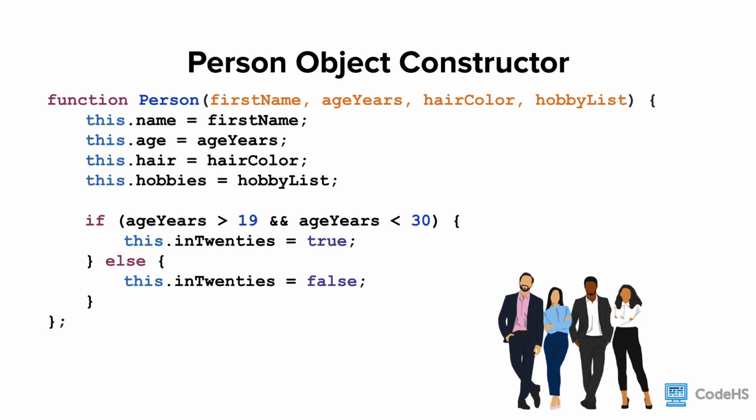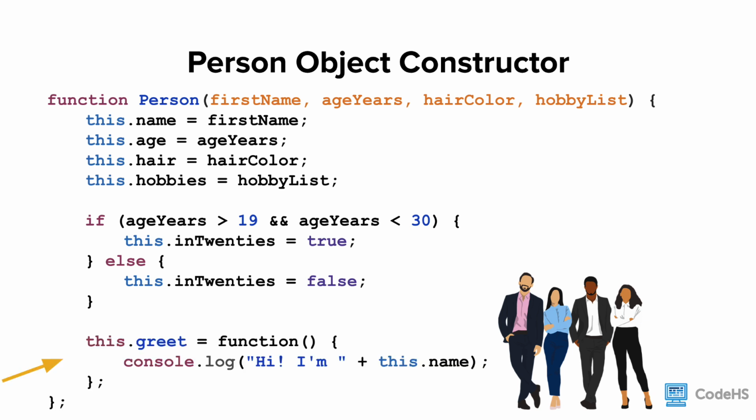Let's add a method to this constructor as well. Here we have a greet method with similar syntax as above. It's considered a method because the value associated with the greet key is a function. Again, no commas or colons needed, just dot notation and an equal sign. When this method is used with an object, it will print the message, "Hi, I'm," and then include the name of the person object. Great!